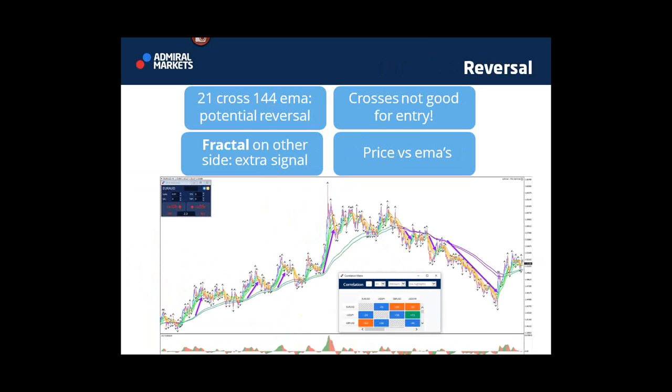Reversals basically happen when the moving averages have a crossover. But don't get me wrong, they're not a good entry point. I don't trade crossovers. I just look at the charts, and if I see a crossover, I recognize it as a potential reversal when the 21 drops below or above the 144.